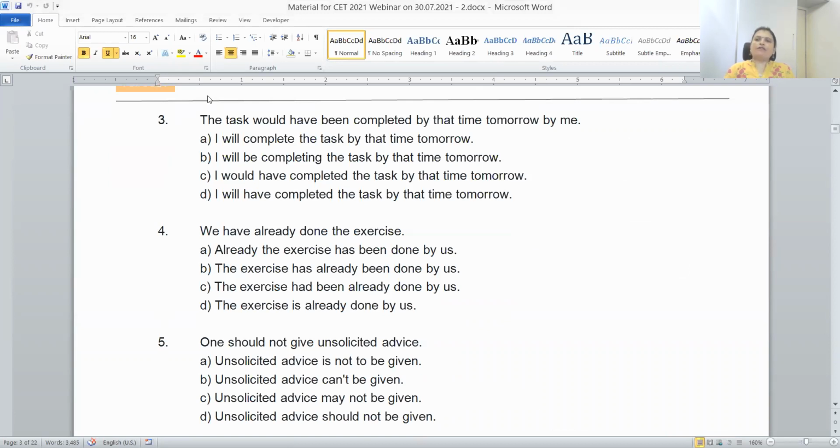The task would have been completed by that time tomorrow by me. Come on, let's choose the correct option, children. What's the correct option? It is option C. Yes, I would have completed the task by that time tomorrow. Now, children, fourth one. We have already done the exercise.